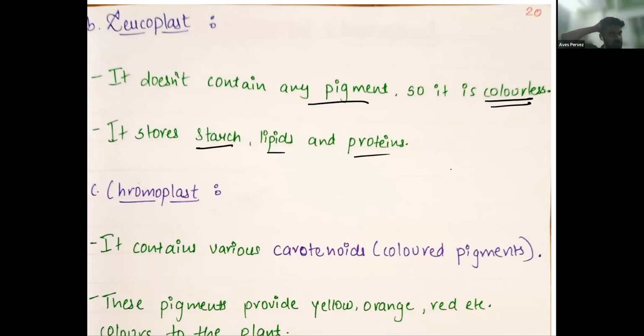Leucoplast, this is L, leucoplast. It does not contain any pigment. It is colorless. It stores starch, lipids, and protein. Noted. Sir, is this also only present in plant cells? Yes. Plastids are present only in plant cells, whether it is a leucoplast, a chromoplast, or a chloroplast. If it is a plastid, then it is present only in plant cells.